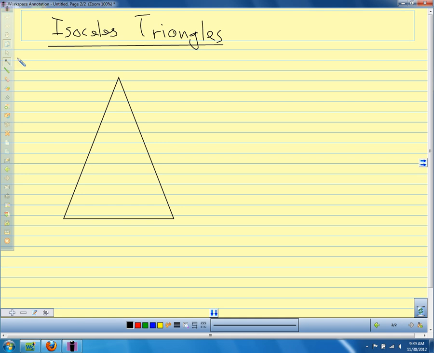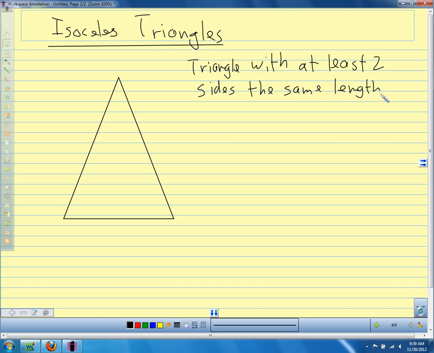We're going to be just a little more specific, and we're going to say an isosceles triangle has at least two sides the same length. And the reason we say at least is because if all three sides are the same length, then two of them are still the same length, so we call that triangle an equilateral triangle and it's also isosceles. So we're going to have a triangle with at least two sides the same length.